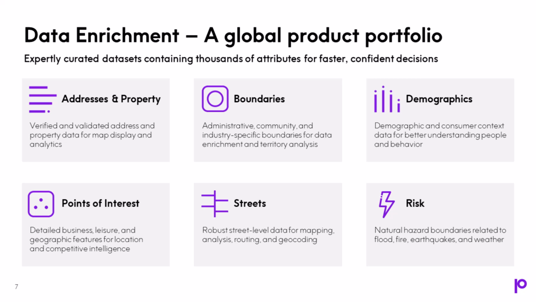Points of interest, where we would also have our commercial properties. So this would be what we think is a fairly unique data set in the marketplace. We have a data set of over 300 million global commercial and points of interest locations, and we can talk about that a little bit later. Street networks and risk. We'll talk actually about risk when we get to our demo here in a second.